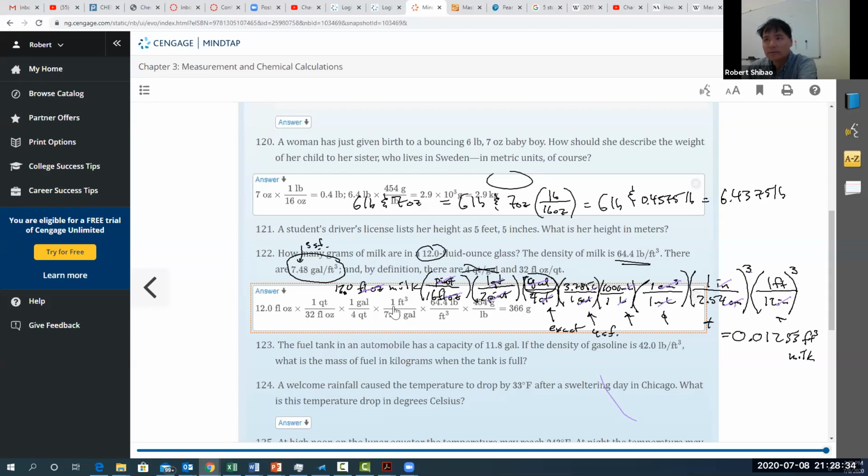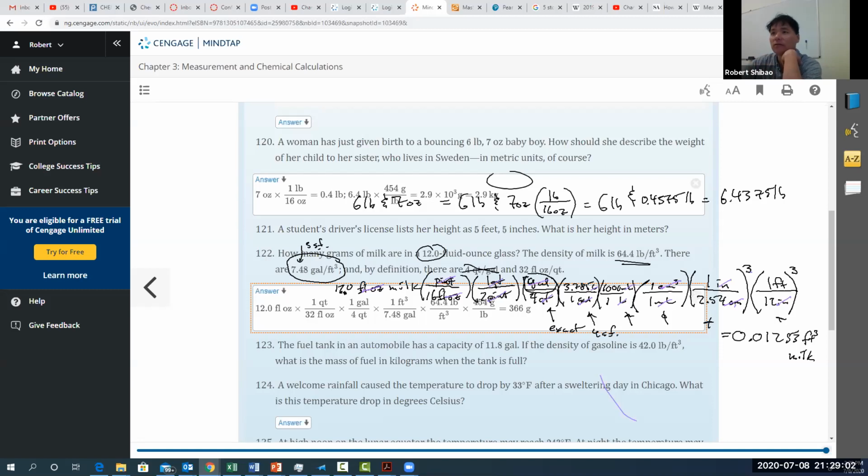Are they asking for grams? Oops, sorry. I screwed it up. I didn't quite finish it here. They're asking for grams of milk. Now I know why I wanted to go to cubic feet. I wanted to go to cubic feet because of the density here, 64.4 pounds per cubic feet. So I needed to add some more conversion factors here.